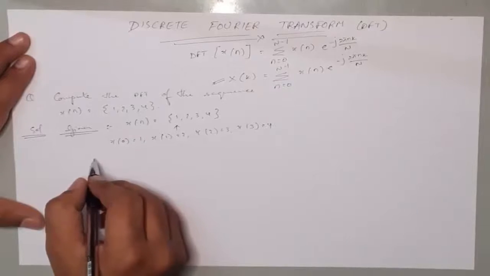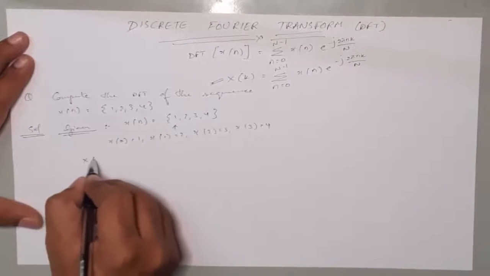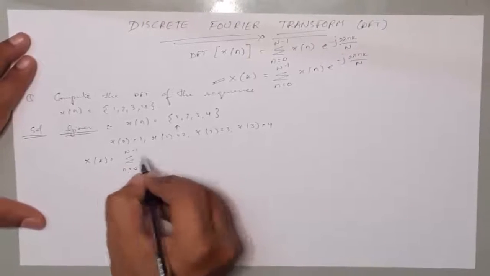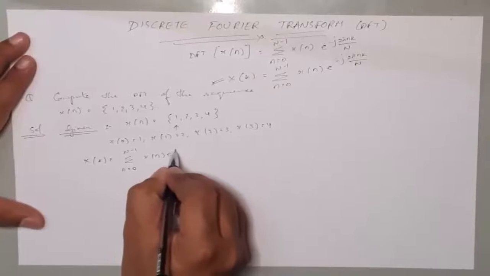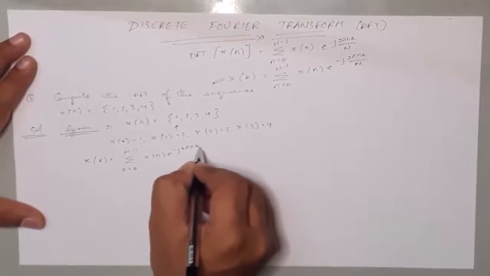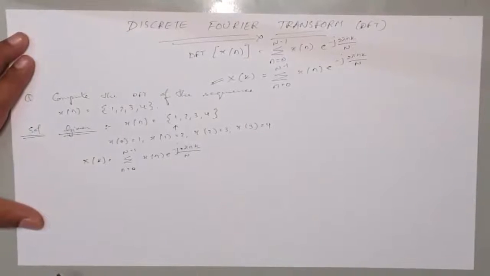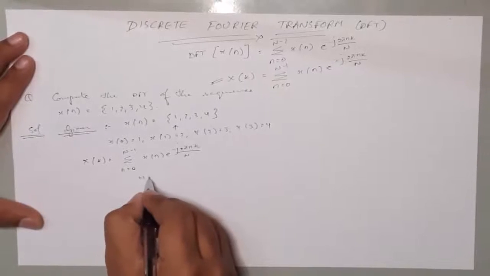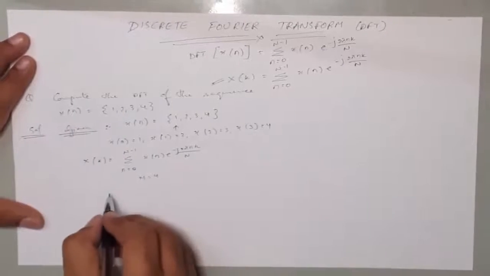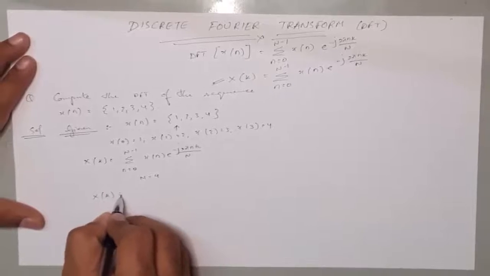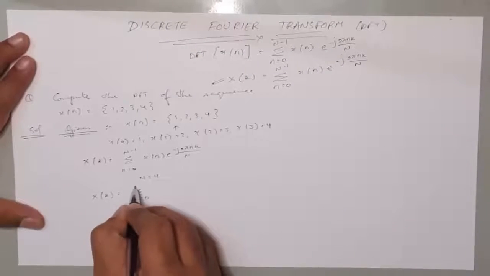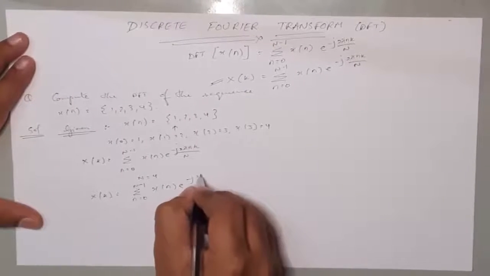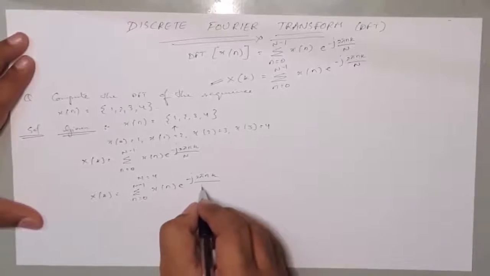Now we'll use the formula of DFT, that is capital X of k is equals to summation n is equals to 0 to N minus 1 x of n e power of minus j 2 pi n k by capital N, where N is the length of the sequence. How many values are there? 1, 2, 3, 4. So N is equals to 4. Now we'll substitute in this. So X of k is equals to summation n is equals to 0 to N minus 1 x of n e power of minus j 2 pi n k by 4.